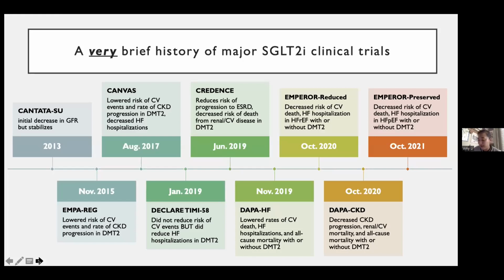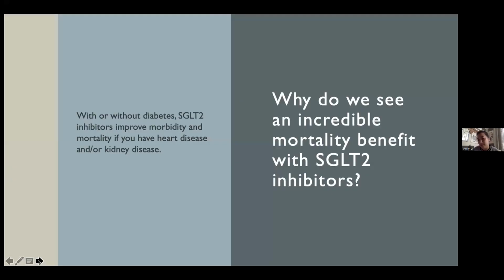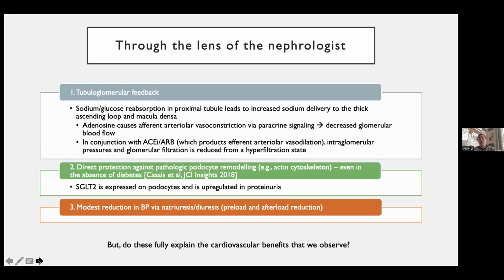So, I mean, this kind of leads to the next slide and next question of why do we see this incredible mortality benefit? With or without the diabetes, you still improve morbidity and mortality. So the thought is the mechanisms must be beyond just diabetic control and sugar control, essentially. Next slide. So it kind of enters the first couple of theories as to why this was happening.